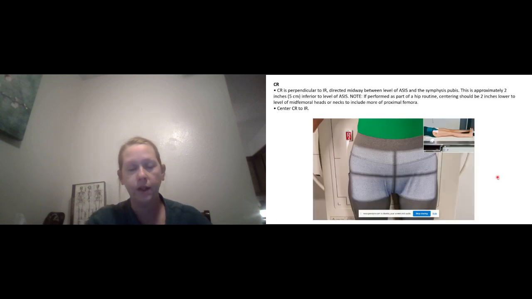Here's what it's going to look like. You are going to center your IR directed midway between the level of the ASIS and the symphysis pubis. Now, we already talked about how to find the symphysis pubis without finding the symphysis pubis. The greater trochanter is right here. You can have them move their leg. You see? If she can move her legs like that, she can move her greater trochanter.